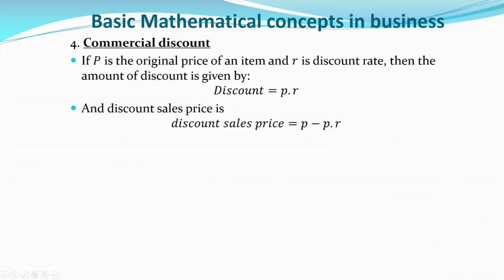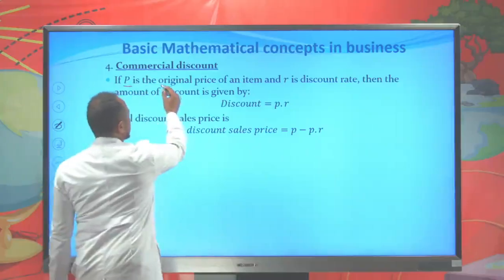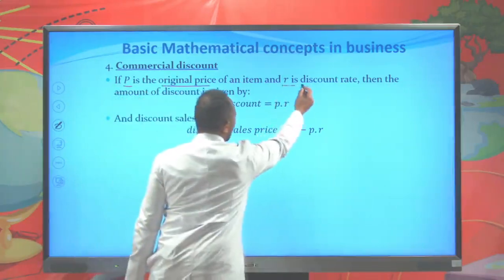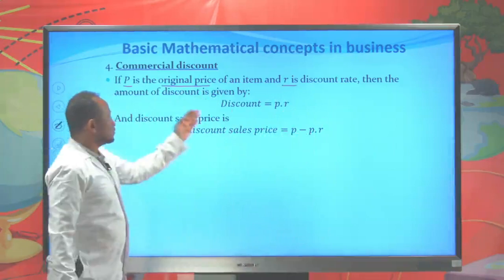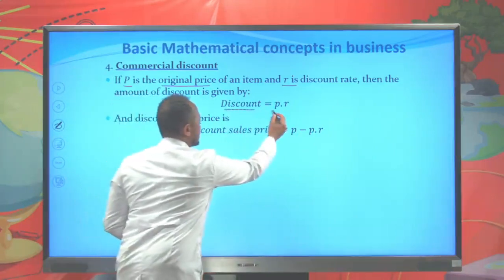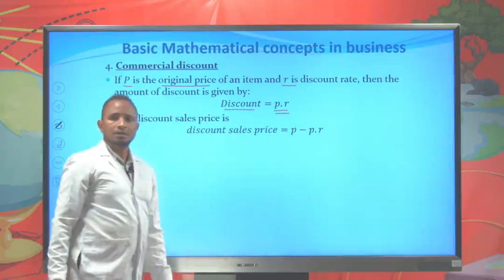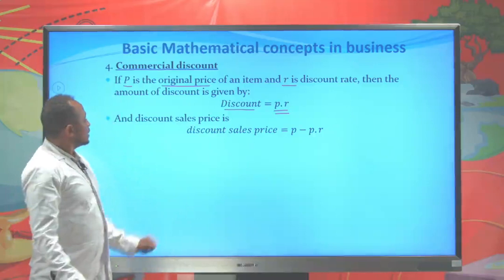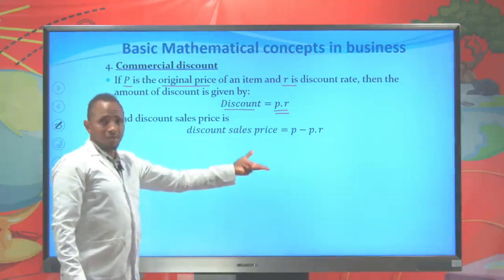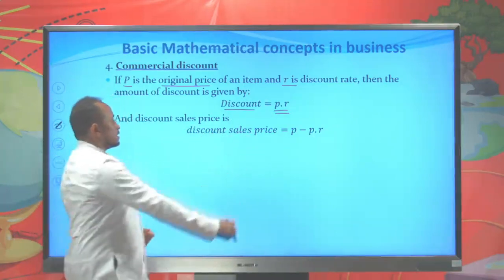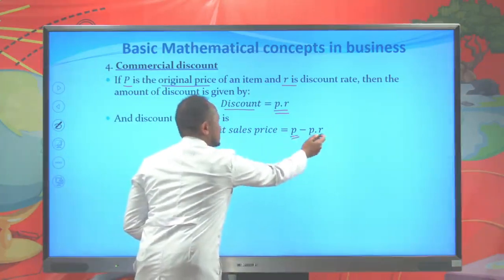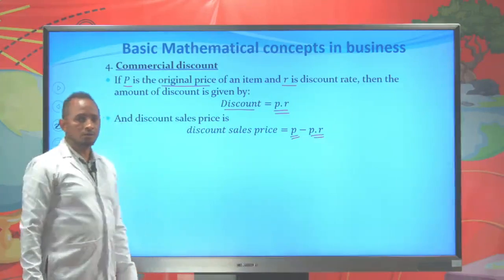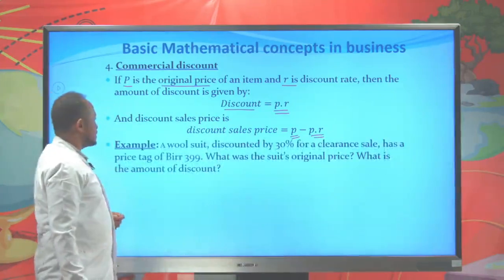If P is the original price of an item and R is a discount rate, then the amount of discount is given by simply multiplying the original price with the discount rate, and the discount sale price will be the original price minus the amount of discount, which is P times R. So let's see an example for this.